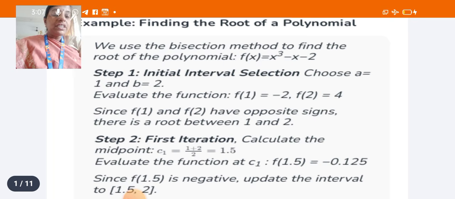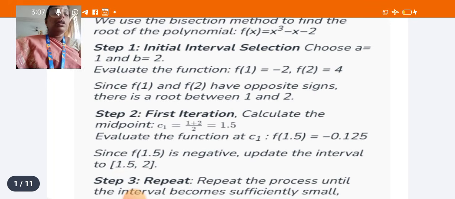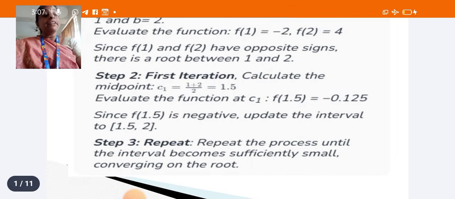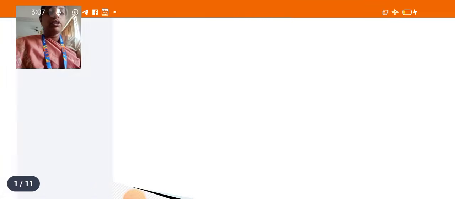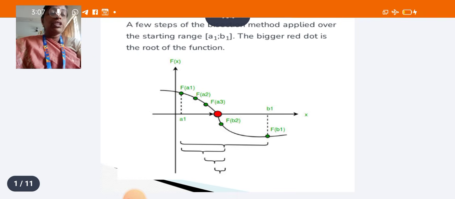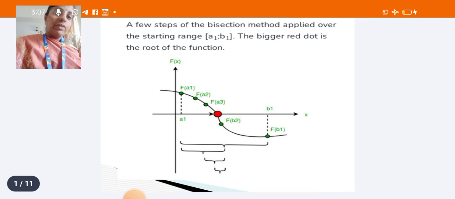Step 2, the first iteration: calculate the midpoint c1 = (1 + 2)/2. That value is 1.5. Evaluate the function at c1: f(1.5) = −0.125. Since f(1.5) is negative, update the interval to [1.5, 2]. Repeat this process until the interval becomes sufficiently small, converging on the root. Here I have shown the geometrical representation of the bisection method. The bigger red dot is the root of the function. This is the way we find the root of the polynomial using the bisection method.